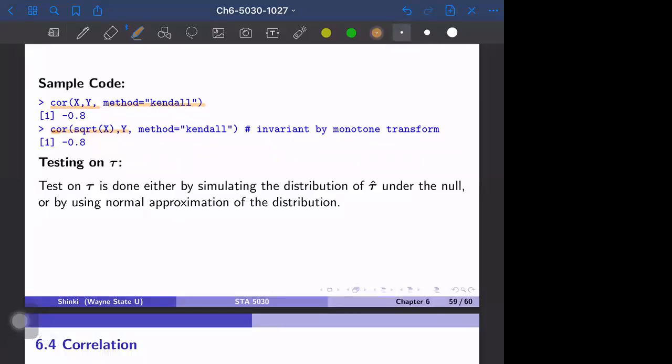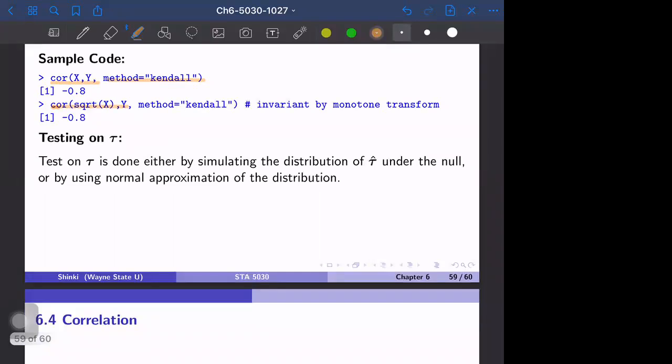And testing on tau is also based on simulation. So you can also use the COR dot test function to test.